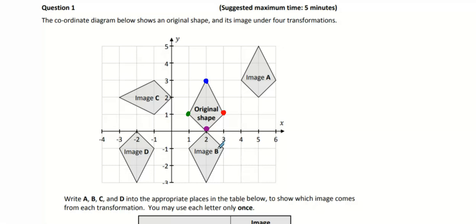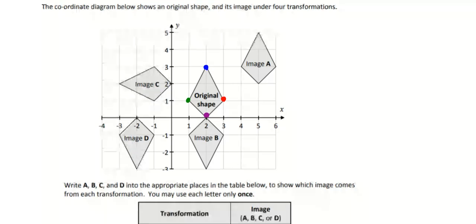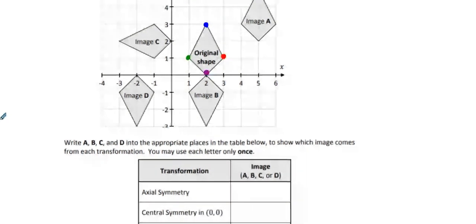Okay, now we're looking at what's going on. So write A, B, C, and D into appropriate places in the table below. Show which image comes from each transformation. Okay, axial symmetry.